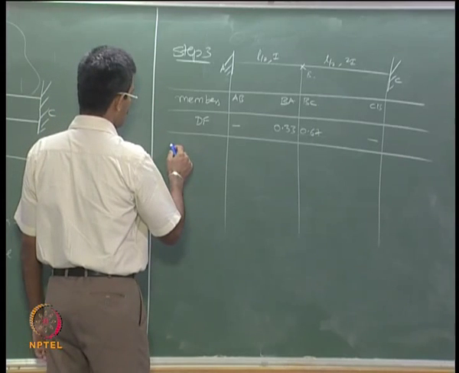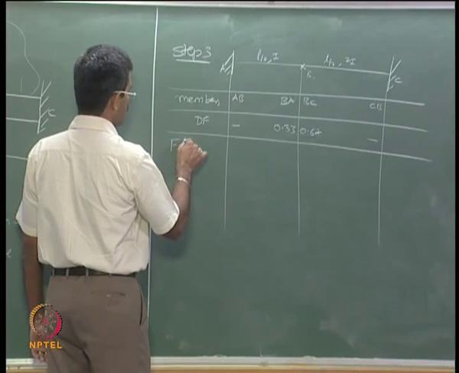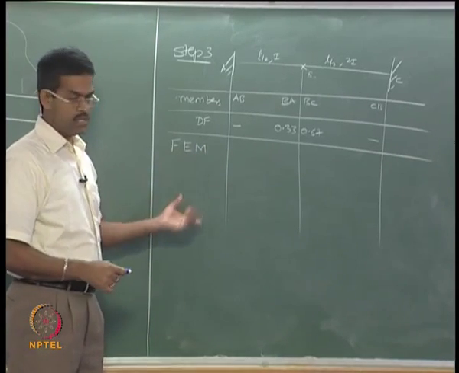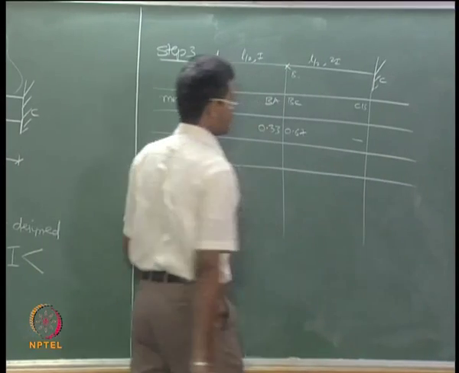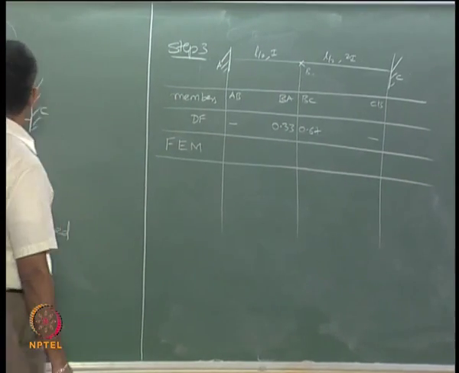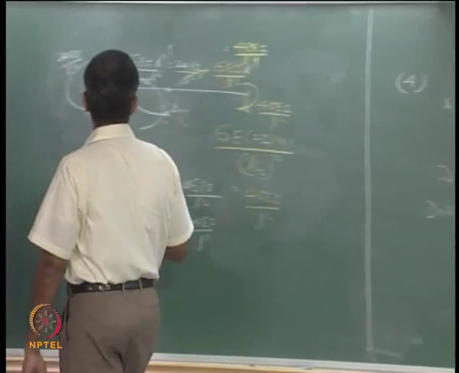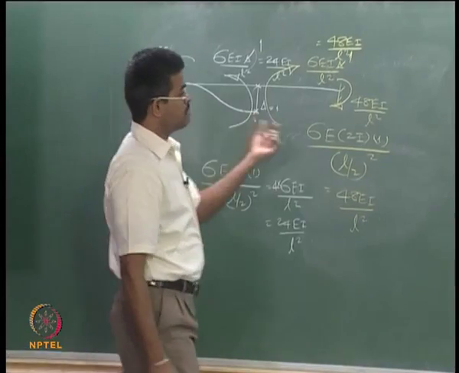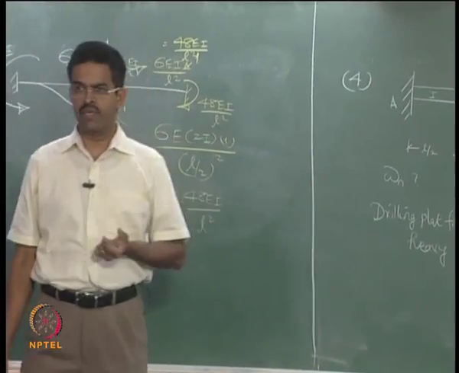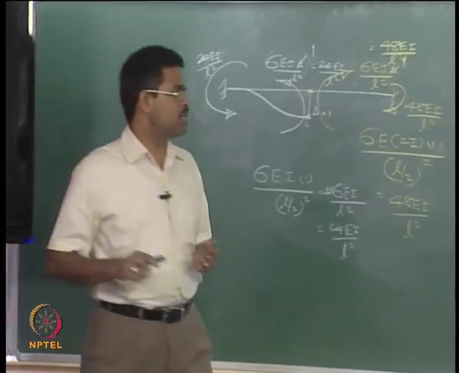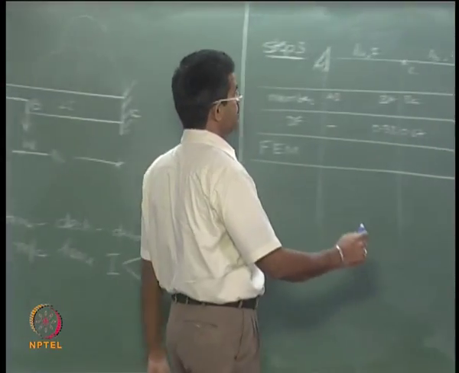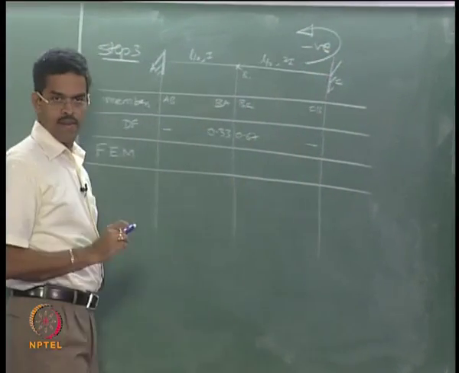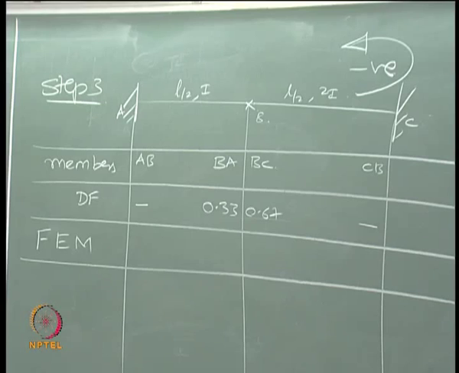Now, I want to know the unbalanced moments. I call them as fixed end moments. It is not finite element method, it is fixed end moments. So, there are somewhere anti-clockwise moments, somewhere clockwise moments, I have to convert that with a numerical sign. So, I will take anti-clockwise as negative. Okay, that convention can be followed.